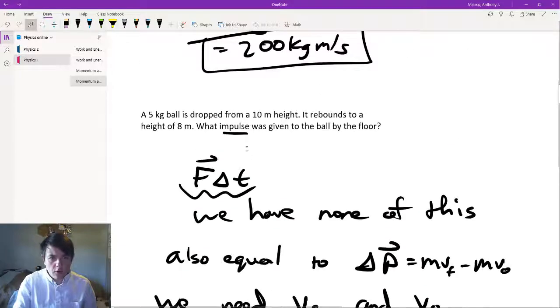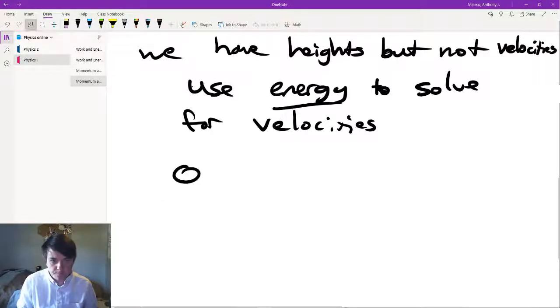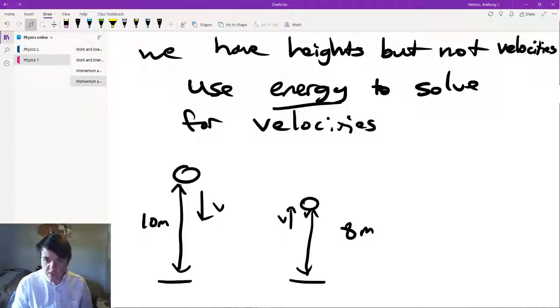So we have a height of 10 meters for the first one, 8 meters for the second one. So what we can do is you have the ball, and it's above the floor, right? And it's at a height of 10 meters. Okay, and so it's going to be dropped that way. Then it will rebound to a slightly lower height, 8 meters, and the velocity will be in a different direction. So we need the energy at this point and energy at this point. So this would be the initial energy. This would be the final energy.